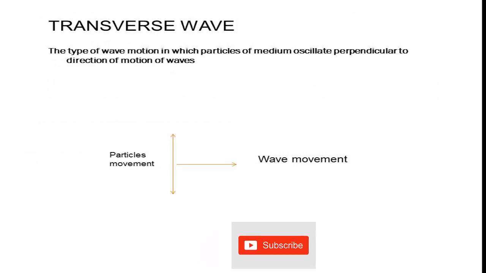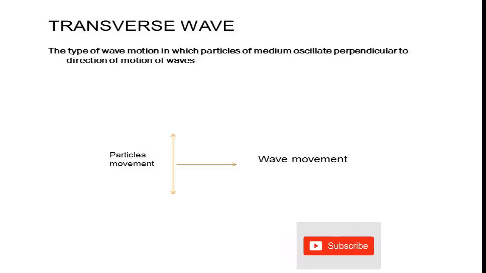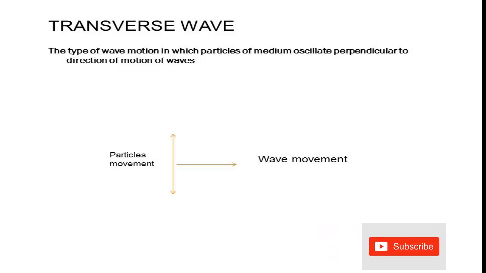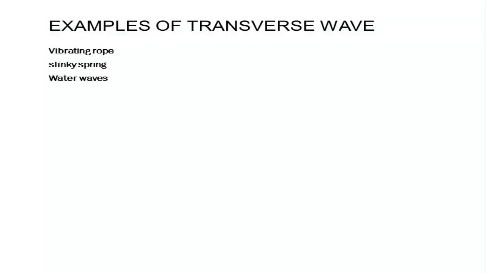First we are going to discuss what are transverse waves, but before that we are going to discuss waves. Waves are oscillation accompanied with transfer of energy through medium or space. So transverse wave is a kind of wave motion in which particles of the medium oscillate perpendicular to the direction of propagation of the wave. Means the particles move rightward, so the direction of propagation moves upward or downward, or vice versa is also true. So the examples of transverse wave are vibrating rope, slinky spring, water waves, etc.